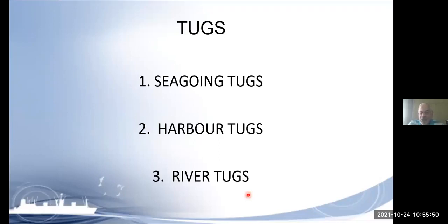Further now, when a ship comes inside, the ship has to be assisted by tugs. And a tug is a powerful boat for towing, pushing, pulling the ship. Okay. And there are three categories of tug: one is the sea-going tug, the harbor tugs, and river tugs. As per the name, their size and capabilities are a little different, and they are constructed differently also.